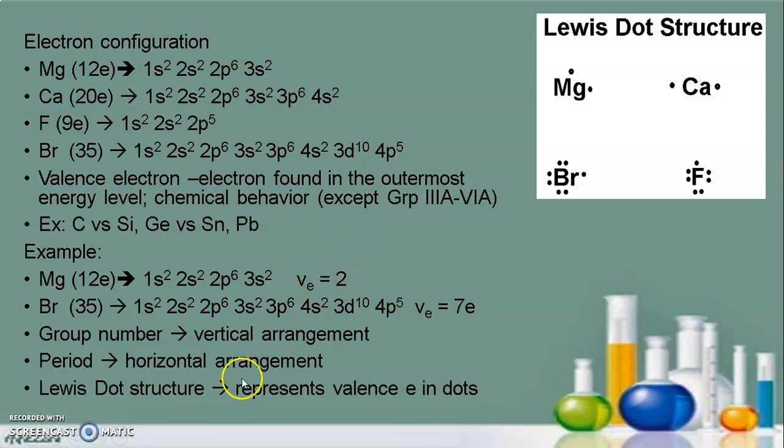Now, the Lewis dot structure represents your valence electrons in dots. You have here an illustration showing the Lewis dot structure. For example, the valence electrons of magnesium is 2, so you have here the 2 valence electrons of magnesium. Here, you also have the 2 valence electrons of calcium. For bromine, the valence electrons is 7. So you have 1, 2, 3, 4, then pair up the 5, 6, and 7. A similar pattern can be seen in fluorine.